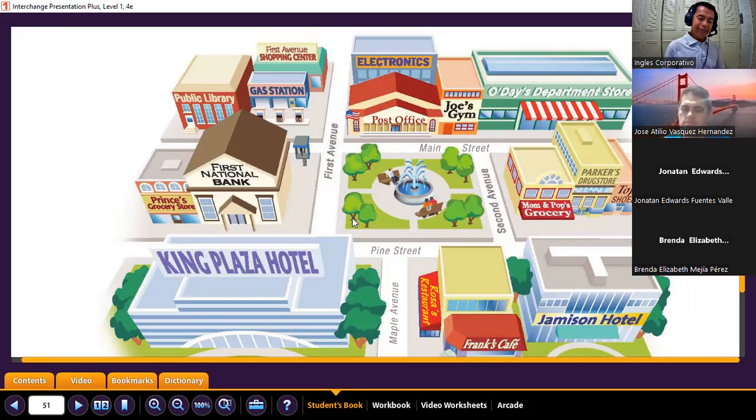Atilio, is there a public library? Yes, there is. There is one down on Main Street, next to the station. Ajá.